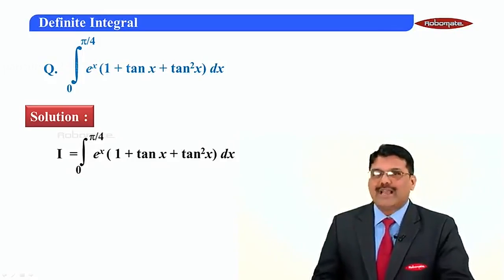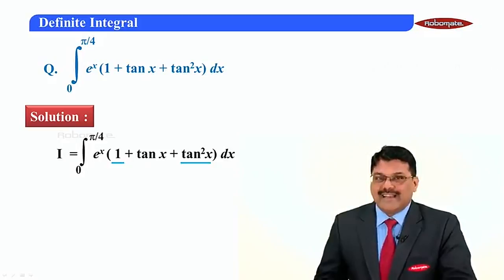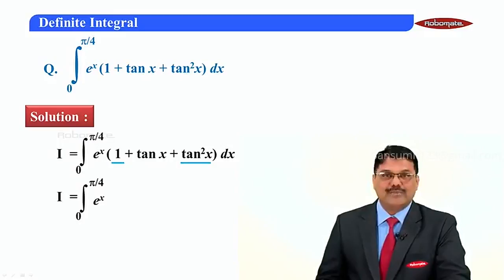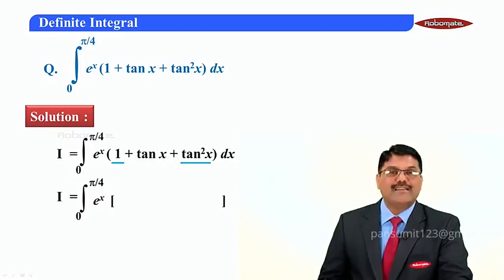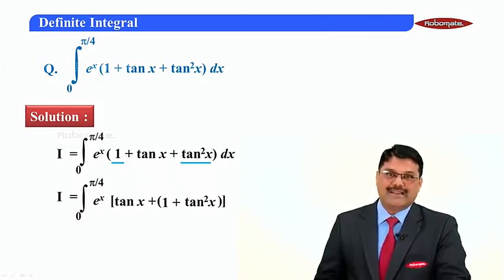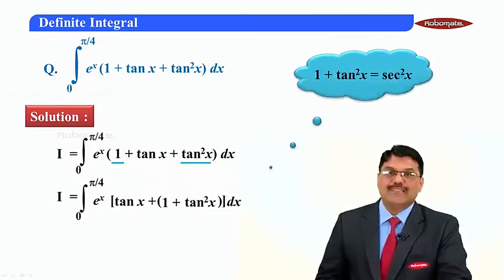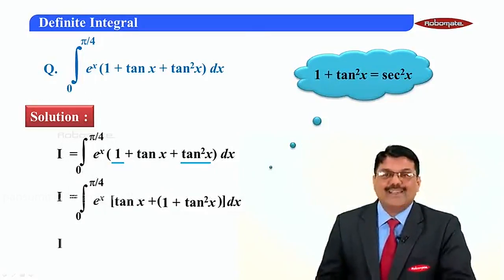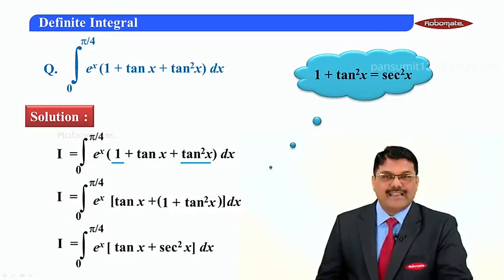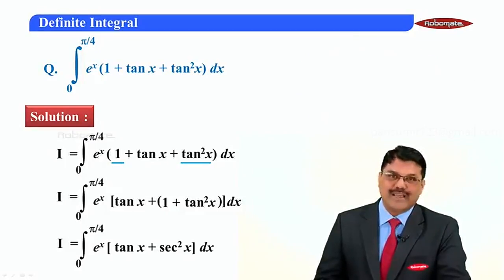Students, now inside the bracket 1 plus tan square x is there. So, is there any identity? Right. So, I can write integration from 0 to pi by 4 of e raised to x as it is. Inside the bracket, first I'll write tan x plus 1 plus tan square x, taking that in one bracket, because 1 plus tan square x becomes sec square x. So the next step will become I equals integration from 0 to pi by 4 of e raised to x bracket tan x plus sec square x with respect to x.